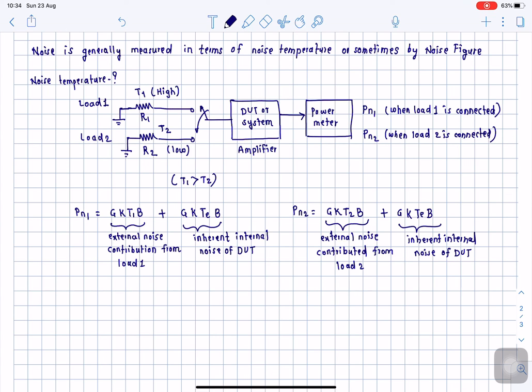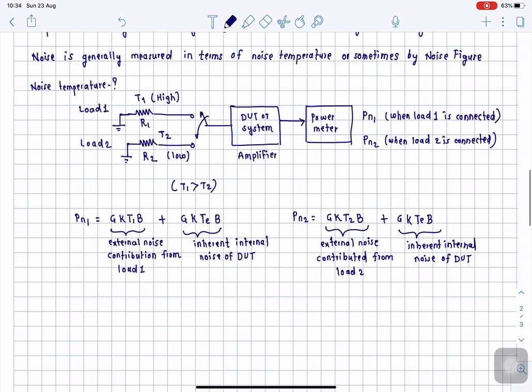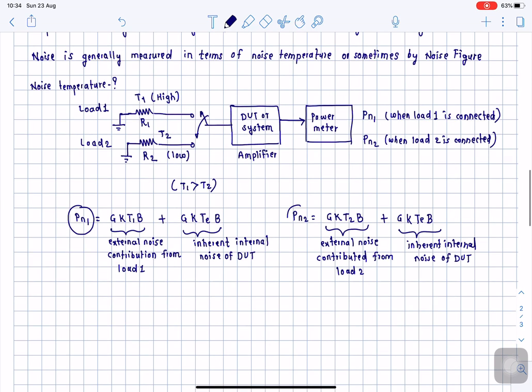If you look at these two equations, Pn1 and Pn2, there is a common term between them, and the common term is the inherently present internal noise of the device under test. We are interested in calculating this noise temperature Te. This noise temperature Te is the noise temperature which is inherently present in the system or the device under test itself. So we have calculated the values of noise power Pn1 and Pn2.